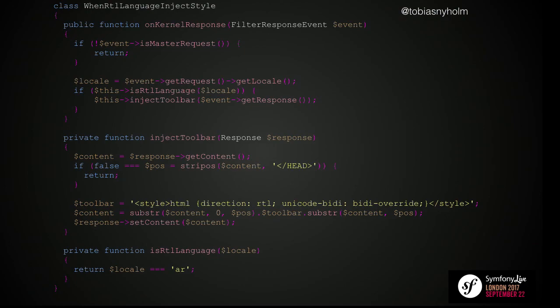I just listened on the kernel response event, and then I check if it's a master request. Then I see if it is an RTL language, and then I just insert some CSS. If you like, you can insert a reference to a CSS file there. But I was happy with this. Also, I would admit, I did this pretty quick. Years ago, I did this pretty quick.